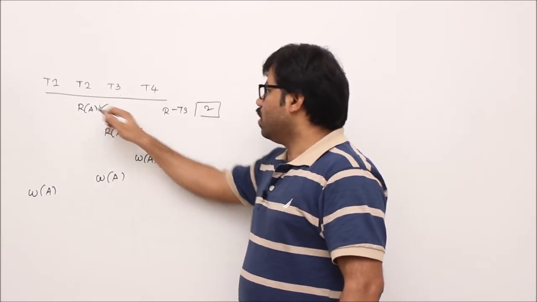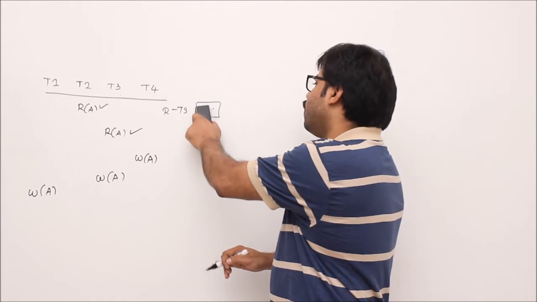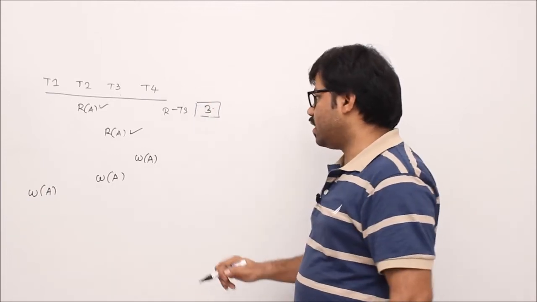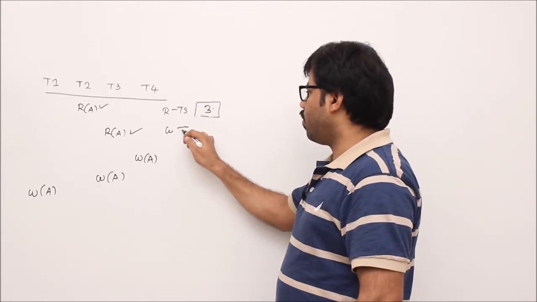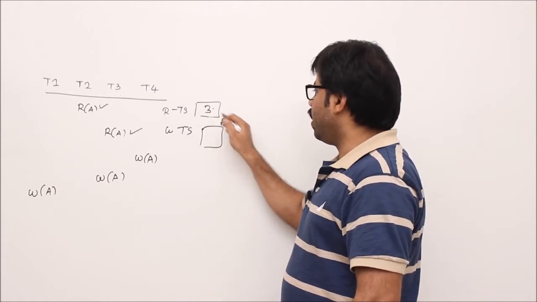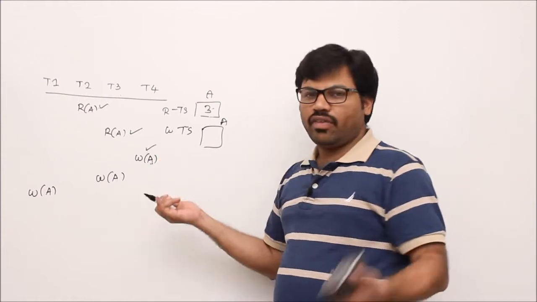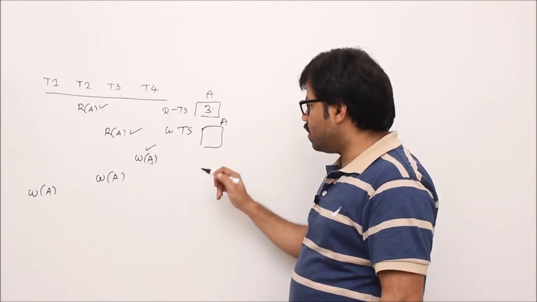Now next, this one, T2, T3, timestamp ordering, so it will be allowed. Then the new reader will be 3, that means the youngest reader. The write timestamp of A, let's write here for A. So far no writer, now the first writer here. So definitely it will be allowed and the condition will be satisfied.